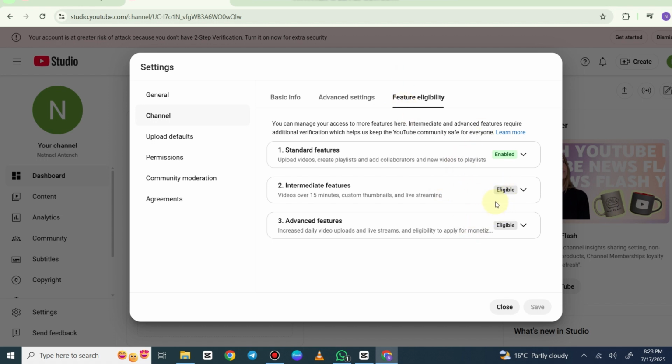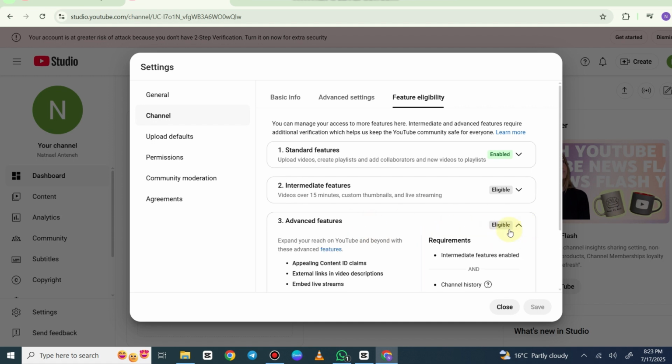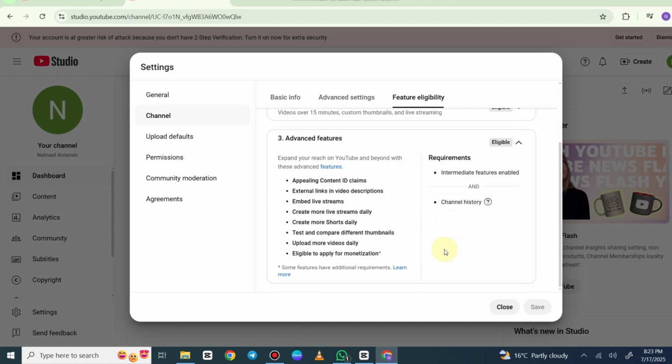So channel history ties into this because it's one of the things required to have the advanced features, and advanced features are things like appealing Content ID claims, more daily live streams, more video uploads, daily shorts, and etc. So if you don't have advanced features, you might have your daily upload cap to, let's say, one video a day or something along those lines. Same for the live streams and shorts.